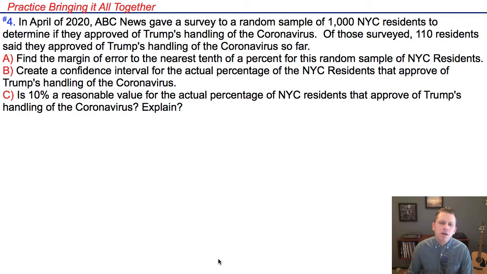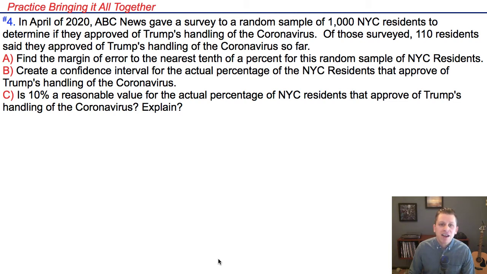In this three-part question, we want to bring everything together. This question reads that in April of 2020, ABC News gave a survey to a random sample of 1,000 New York City residents to determine if they approve of Trump's handling of the coronavirus. Of those surveyed, 110 residents said they approve of Trump's handling of the coronavirus so far.